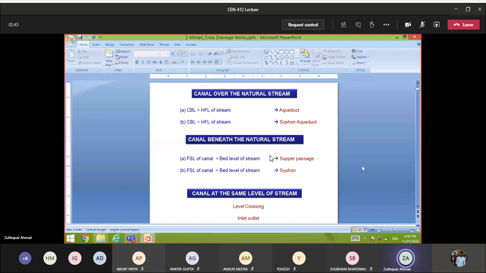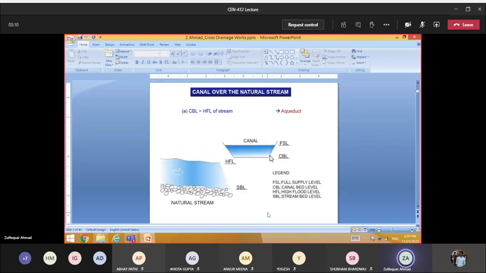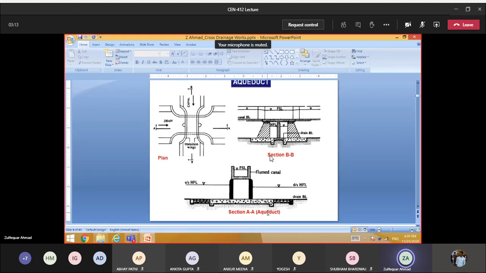So if you have a canal above this drain, you have the aqueduct. Just the opposite of this one is the superpassage. Accordingly, if you have a siphon aqueduct, the canal is above the drain, and the opposite of this one is a siphon, I mean the canal is below the stream. Once both are on the same level, you have the level crossing and the inlet and outlet. Okay. So these are the things that we had discussed last time.